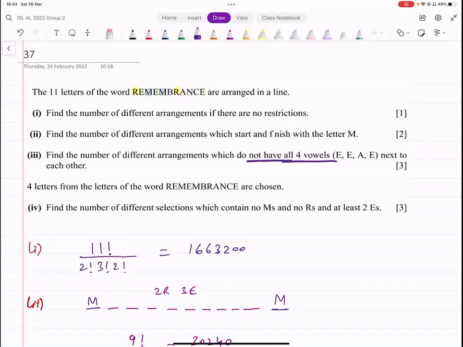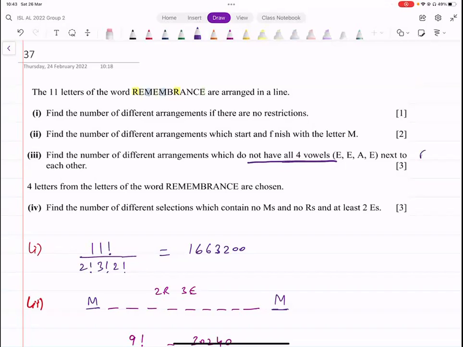What do we understand from this? Some of them can be together and some of them cannot. So हम all 4 vowels को एक इकट्ठे treat करके उसका आंसर निकालेंगे and then we'll subtract it from the answer part A वाला answer, the total arrangement. Yes, that's very good. So all 4 cannot be together.